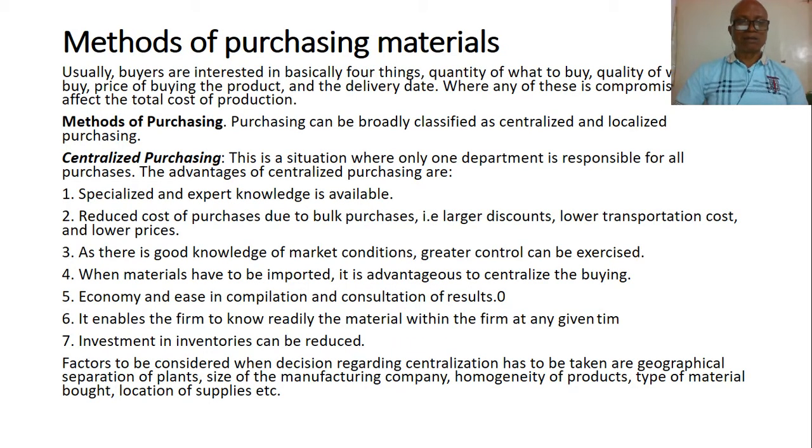Okay, number one, we have two basic methods. The first one is centralized purchasing, and the second one is localized purchasing. Okay, the first, centralized purchasing. This is a situation whereby only one department is responsible for all the purchases in the organization. When you have only one department that is purchasing all the material needs of the organization, then you have what is called centralized purchasing.